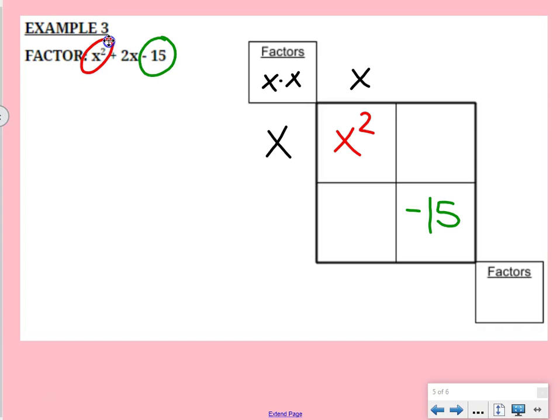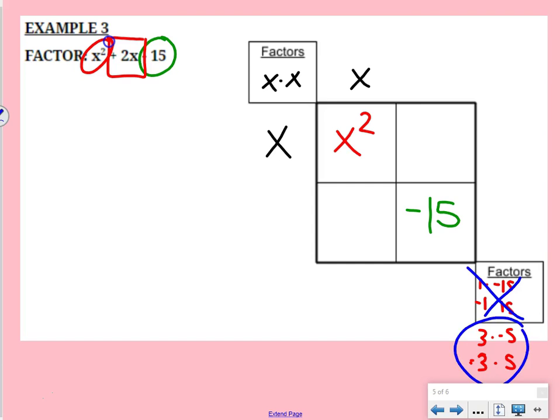Factors of negative 15. This means one's going to be positive, one's going to be negative. Positive 1 times negative 15. Negative 1 times positive 15. You can also have 3 times negative 5 or negative 3 times positive 5. Pick the combination that makes that middle pair. We need to make 2x. Well, the ones with 15 are going to be too big. They're not going to work.